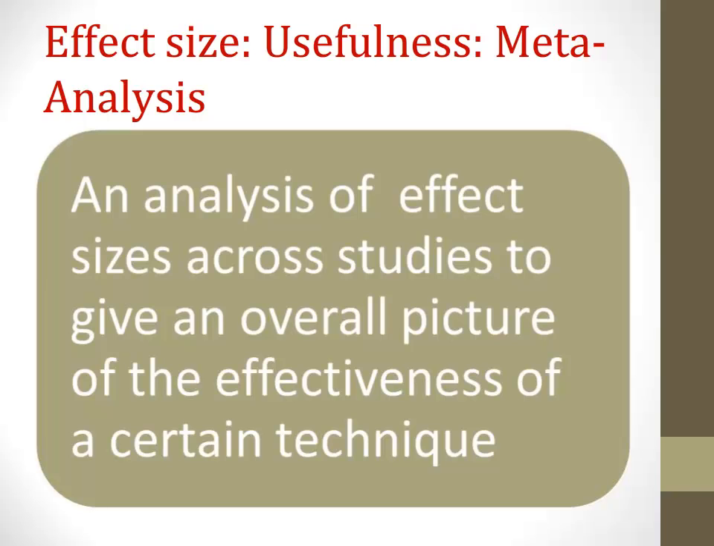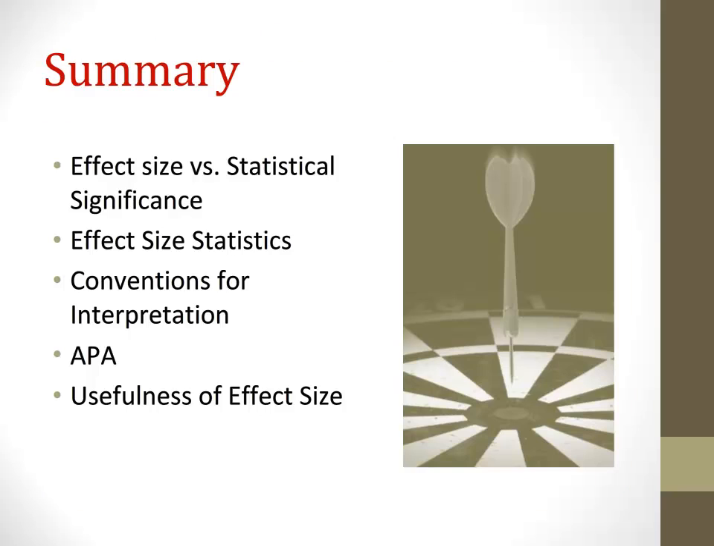So this concludes our tutorial on effect size. At this point, you should understand the difference between effect size and statistical significance. You should understand that there are different types of effect size statistics and that we've talked about the most common, but there are some more that exist. You should understand the conventions for interpreting effect size. When you calculate your results and get an effect size, you should be able to explain what that means. You should understand that effect size should always be reported in any APA report, and also understand some of the uses of effect size.